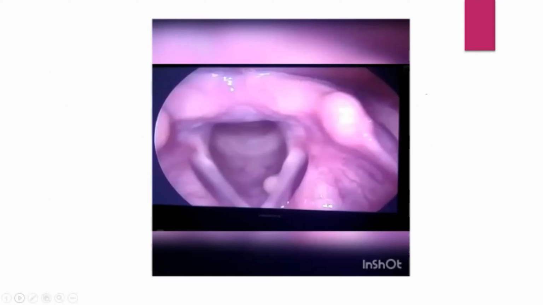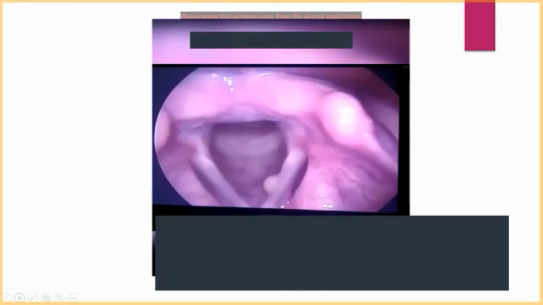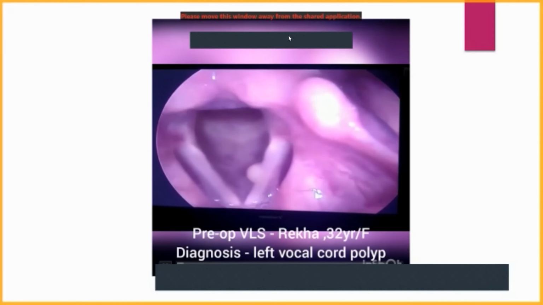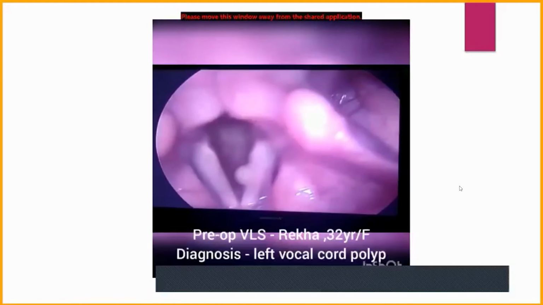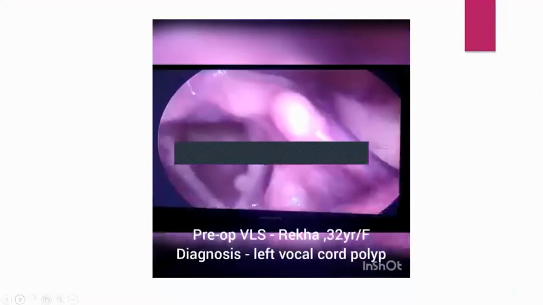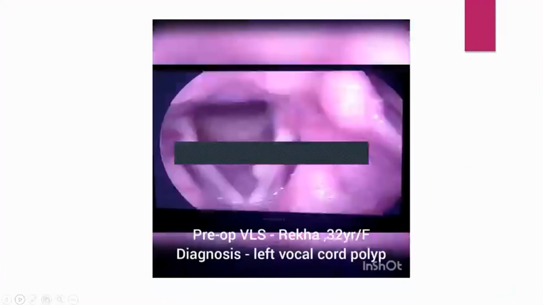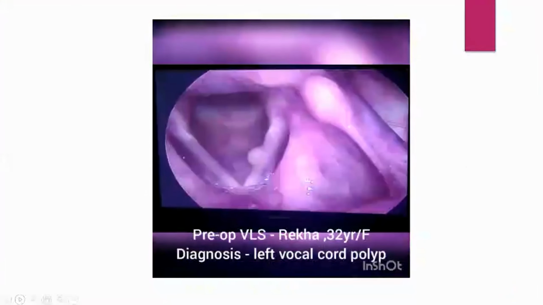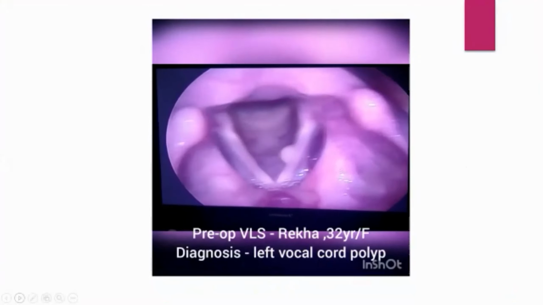So this is a picture of the pre-op of a patient of vocal fold polyp. Next slide, please. This patient underwent the microlaryngeal surgery under cold knife. So this is the pre-op video laryngoscopy. The video shows the pre-op and also the post-op. So this is the pre-op picture of the left vocal cord polyp.